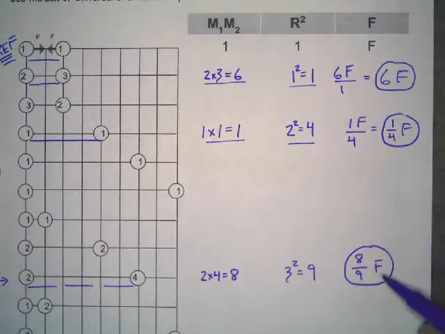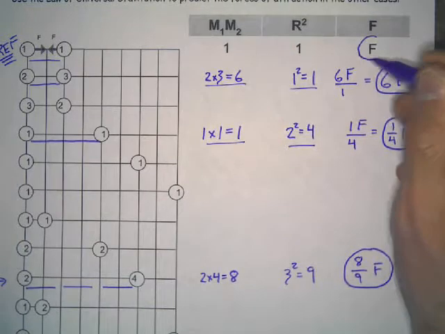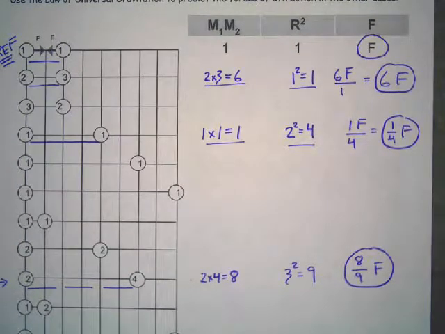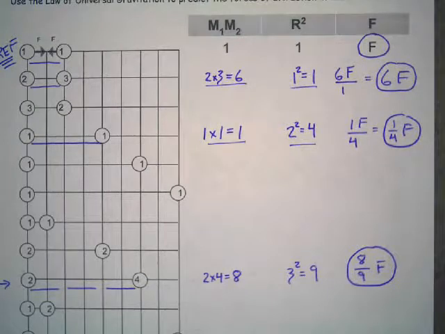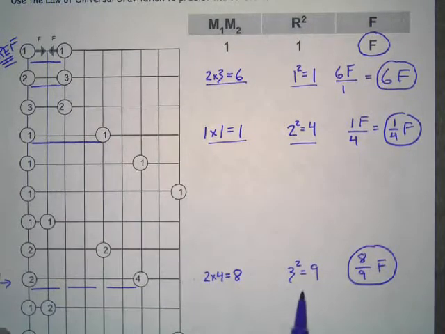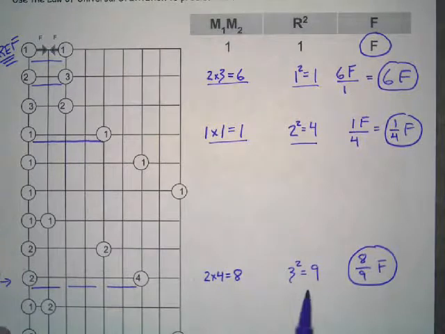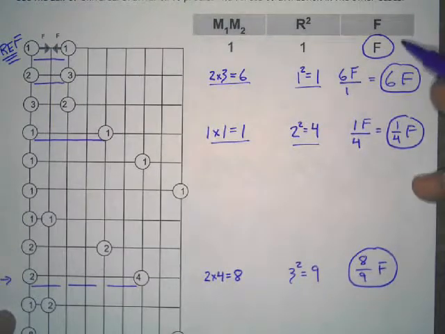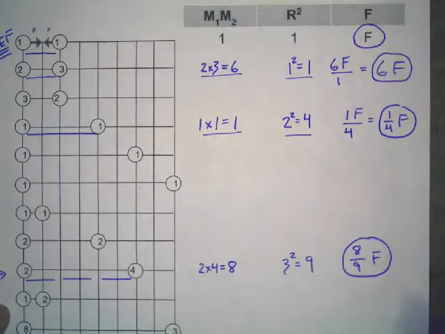And that force is actually a little bit weaker than the reference force, because 8/9 is slightly less than 1. So even though the masses are much greater, the fact that you've tripled the distance really affects the force and knocks it down. So that's kind of how you do the problems on this side.